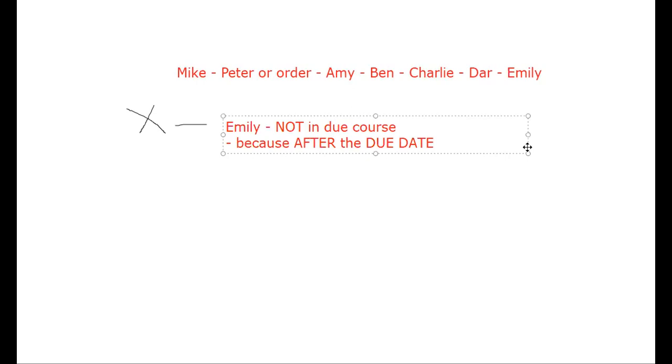Now, how about if the situation is like this? How about if what was shown or proven by X as a holder not in due course is actually Ben? So Ben was proven as a holder not in due course.